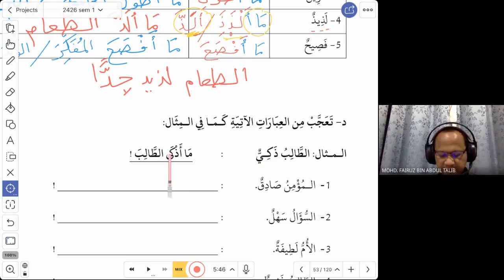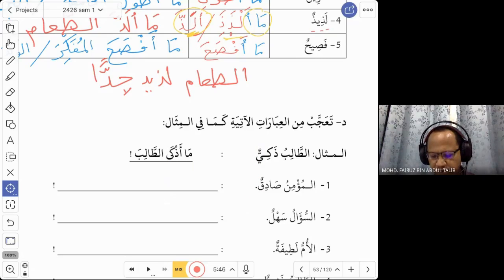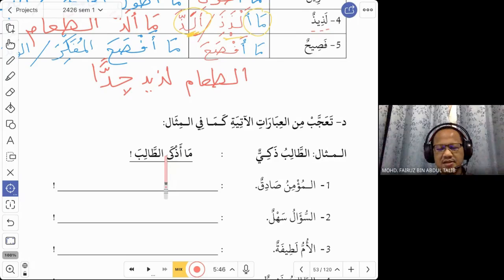But for this word, if you still remember, there's a lesson before uslub ta'ajjub, but that is also using the wazan of af'ala. If you have this letter ya in the end, when you change to af'al, you look at the last letter, it will change from ya to alif maksura. So we don't say azkaya or azkayu.